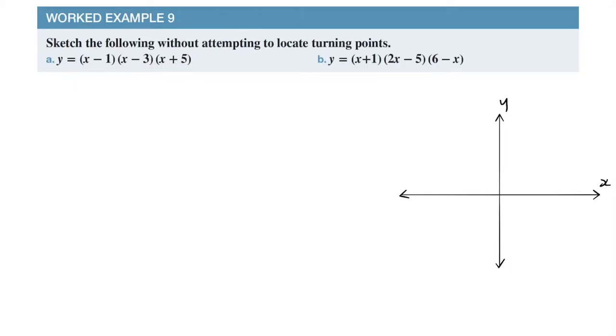When it's in this form, it means I've got three linear factors, and it's distinctive, so all three of them are different. Therefore, I'm going to have a graph that looks like either this or like this. Now, to decide which one it is, I have to look at what sign the x cubed term will have.